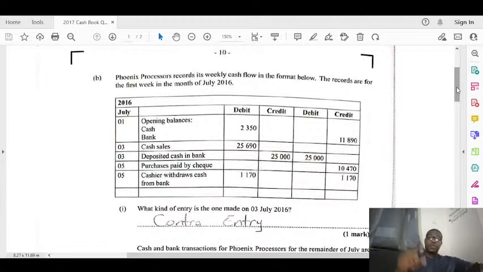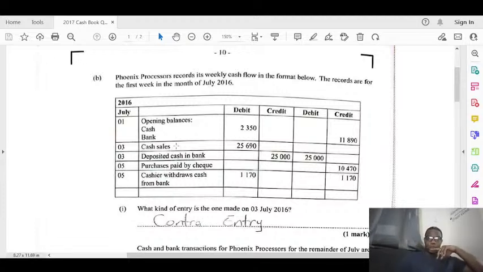As I always say, whenever you see a question, ensure that you read through it carefully. Don't get flustered, just read through the question. It says Phoenix Processors records its weekly cash flow in the format below. The records are for the first week in the month of July 2016.